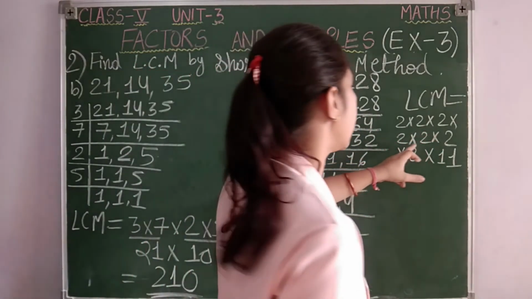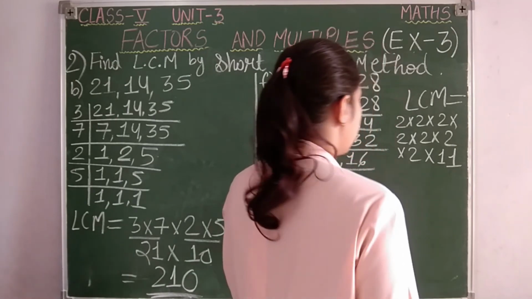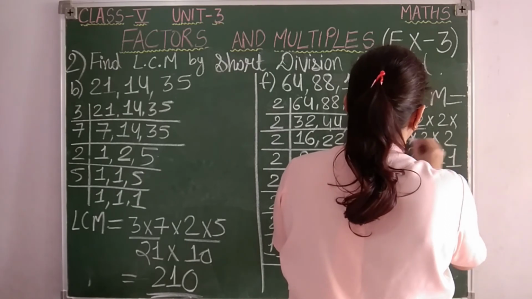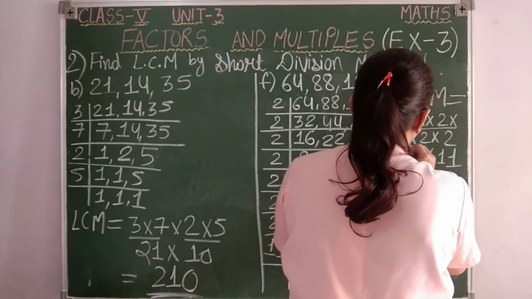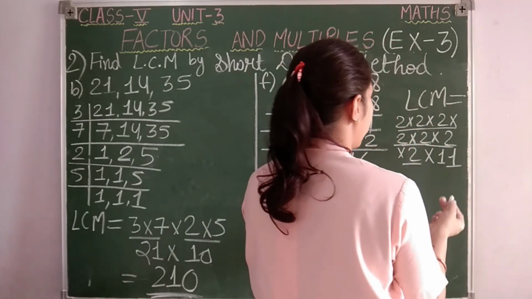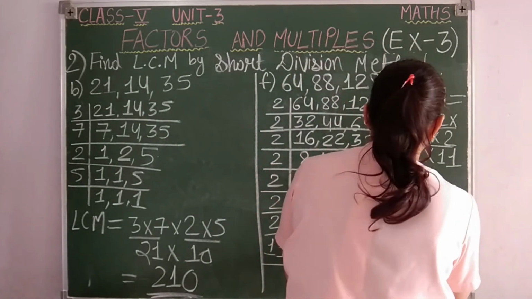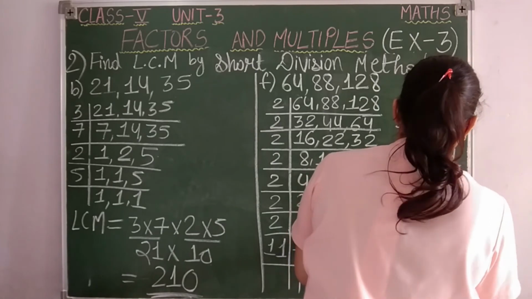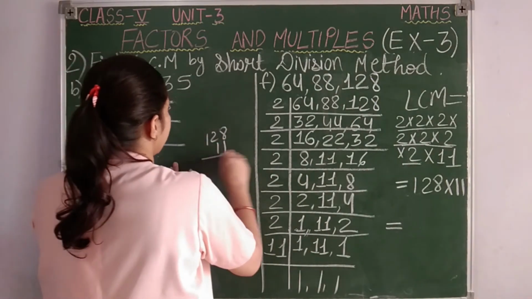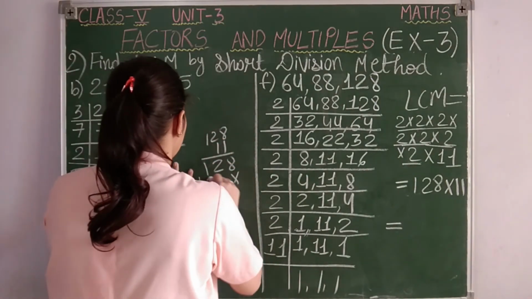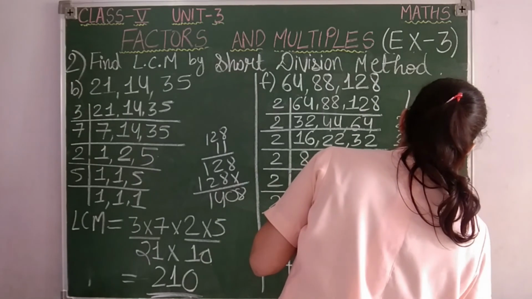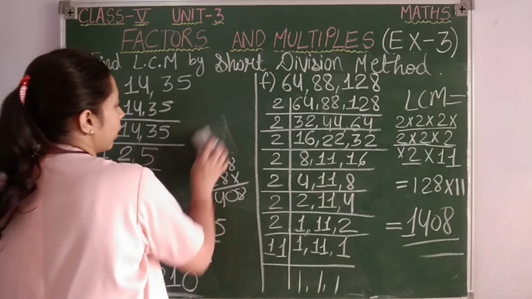So 2 2s are 4, 4 2s are 8, 8 2s are 16, 16 2s are 32, 32 2s are 64, 64 2s are 128. Now 128 into 11 I will be doing. Here I am doing the rough work: 1 8s are 8, 1 2s are 2, 1 1s are 1, again 128, 8, 9, 10, 3, 4, 1408, students. On multiplying I got 1408.